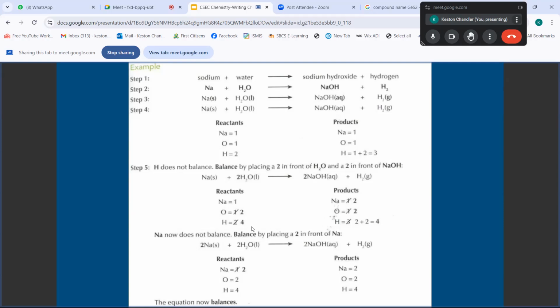Now we have the oxygens and hydrogens being equal. But now the sodium is not balanced. So we need to go back again on the reactant side and we put a 2 in front of the sodium. Right? So somewhat of a kind of puzzle sometimes. You might start with one thing and then when you balance those 2, you realize another one needs balancing. Right? So we put a 2 in front of the sodium here, and now that balances the equation. Yeah?